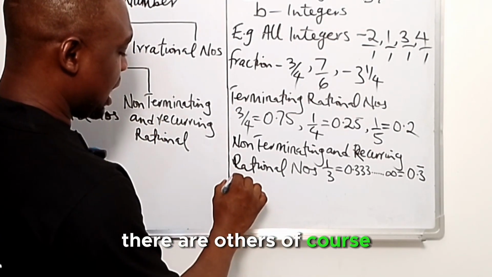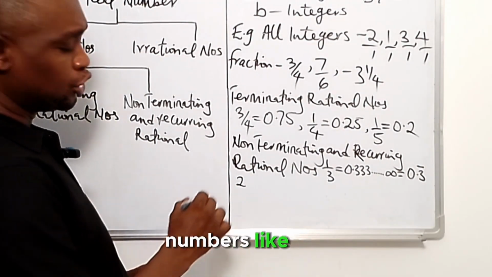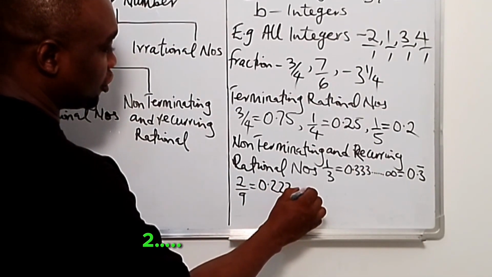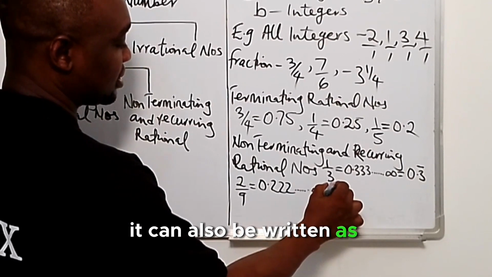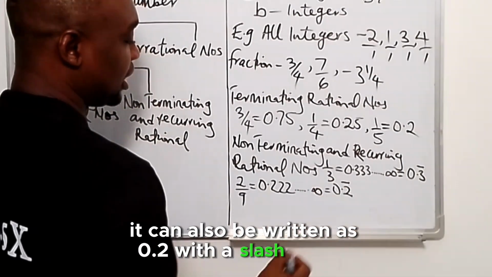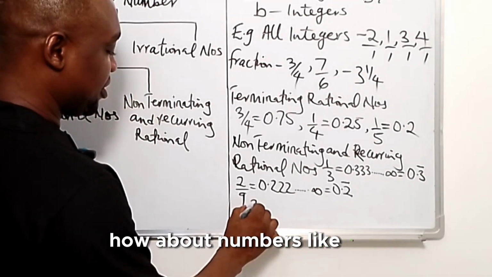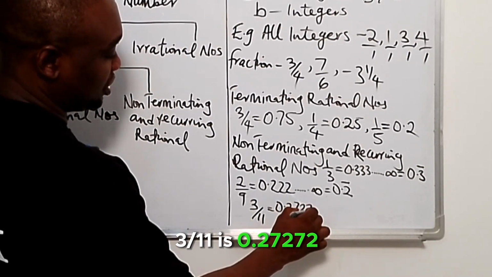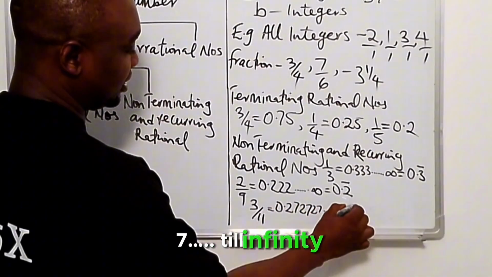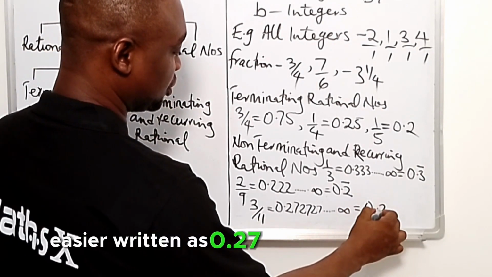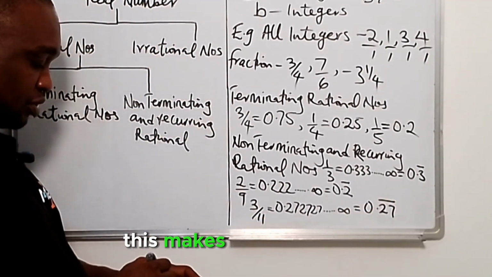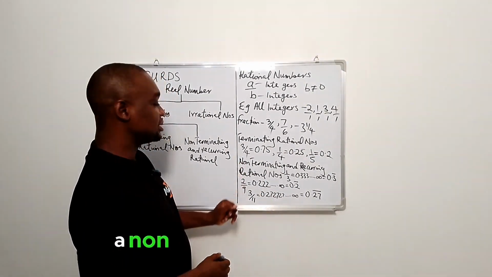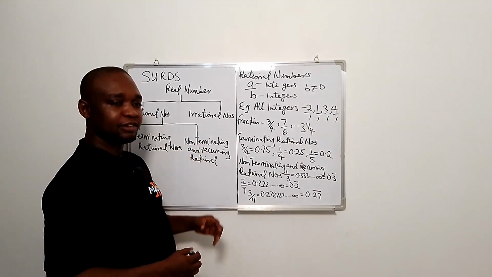There are others, of course. How about numbers like 2 over 9? 2 over 9 is 0.222 dot dot dot. It goes till infinity. It can also be written as 0.2 with a slash on top. How about numbers like 3 over 11? 3 over 11 is 0.272727 dot dot dot till infinity. Easier written as 0.27 with a slash on top. This makes your examiner or anybody following you know that this is a non-terminating recurring rational number.